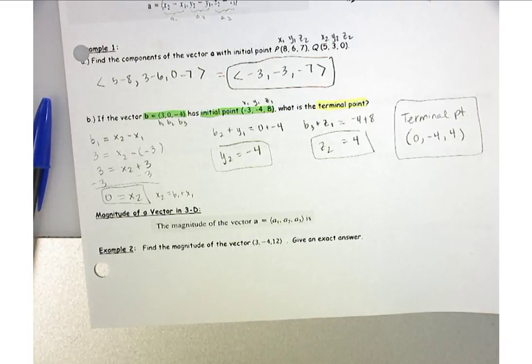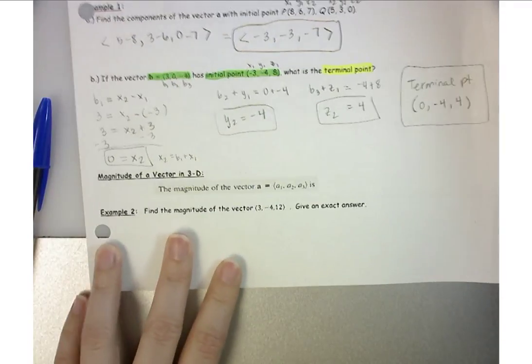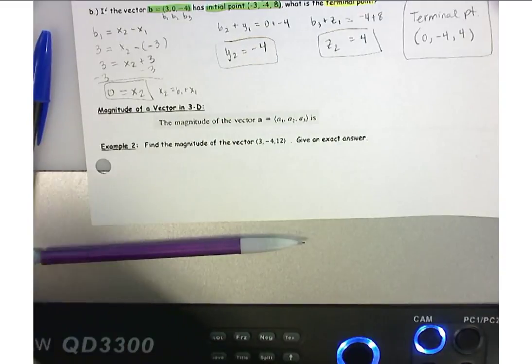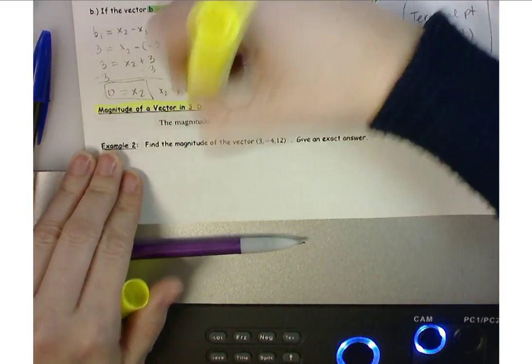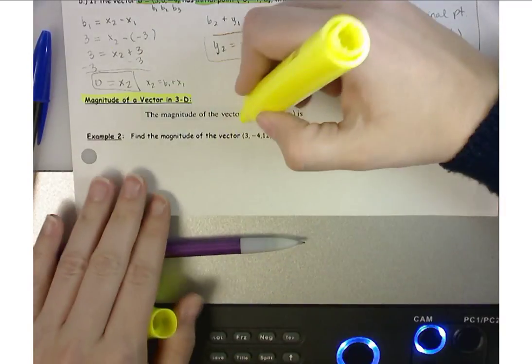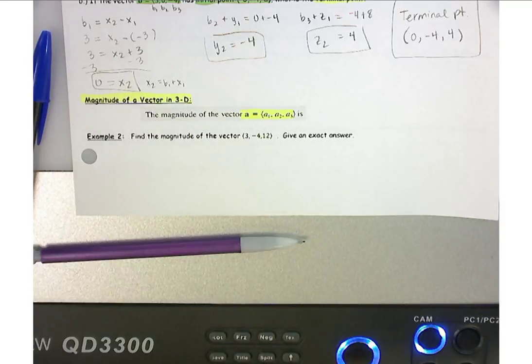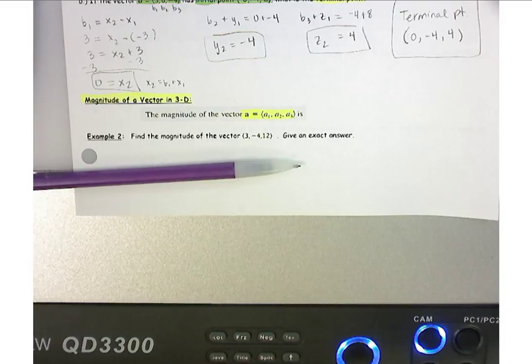All right, then the next thing we're going to talk about is the magnitude of a vector in 3D. Do you guys remember what the magnitude is of a vector in 2D? What's the magnitude for a vector in 2D? Yeah, the square root of a squared plus b squared.